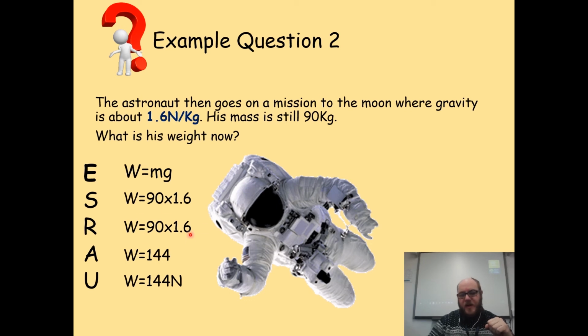Do we need to rearrange? No, the subject is the unknown, in this case weight. So again, it's 90 times 1.6. The answer, 90 times 1.6 is 144, at least according to my calculator. And it's a force, so it's 144 newtons.